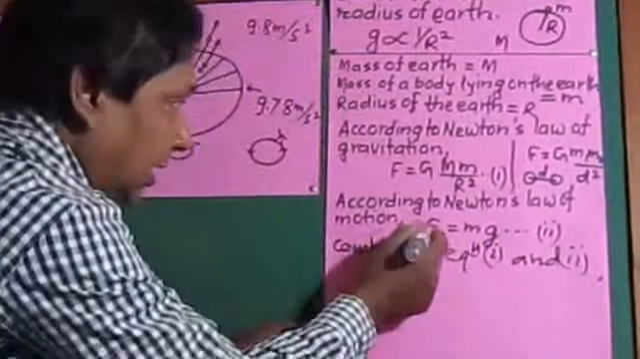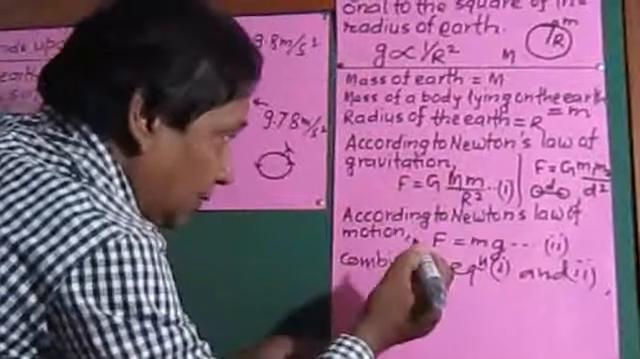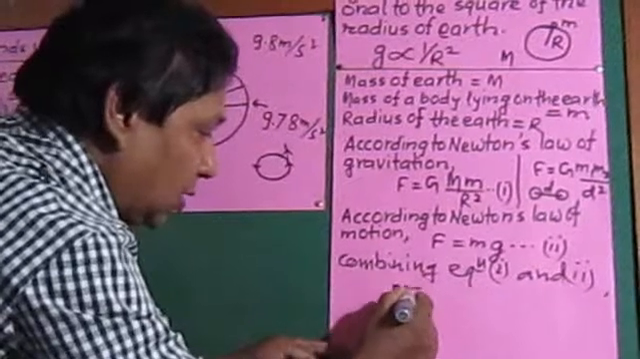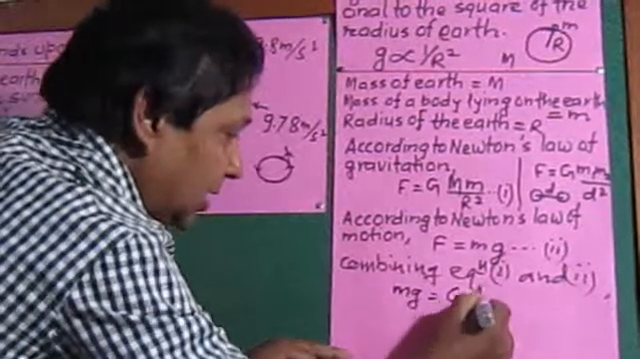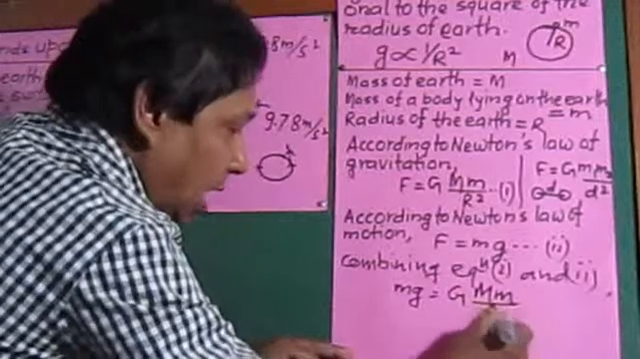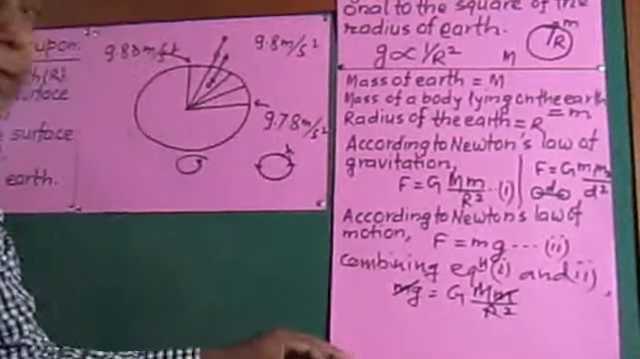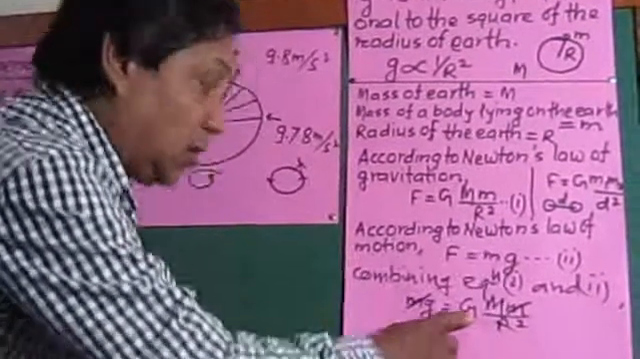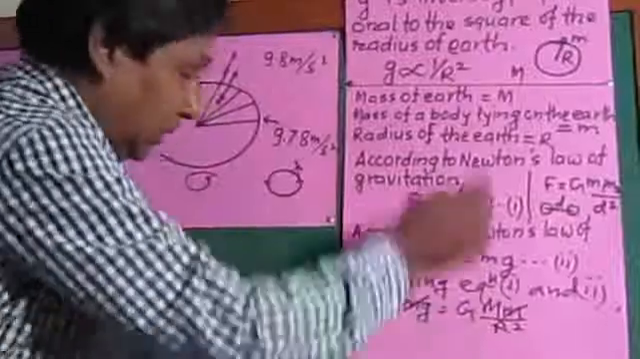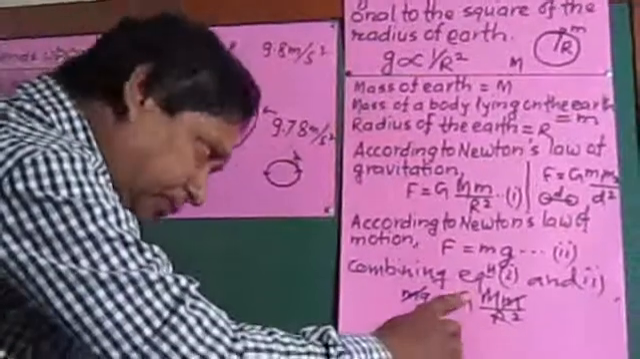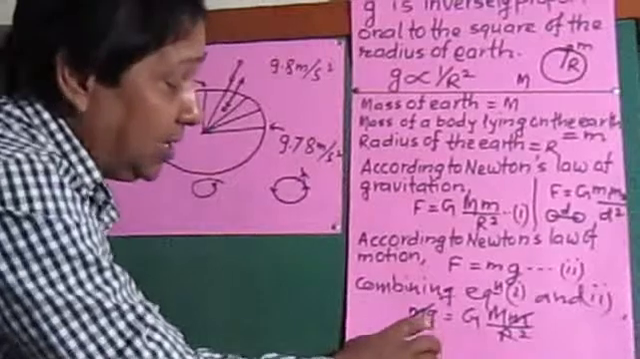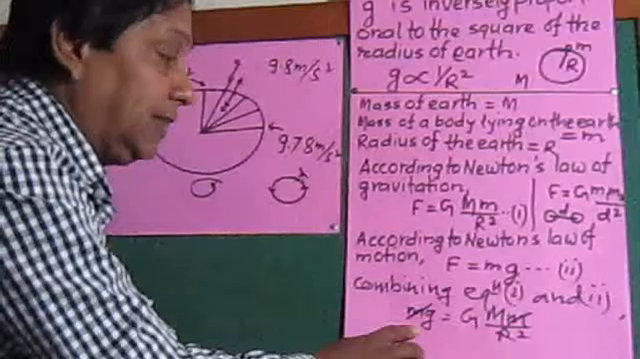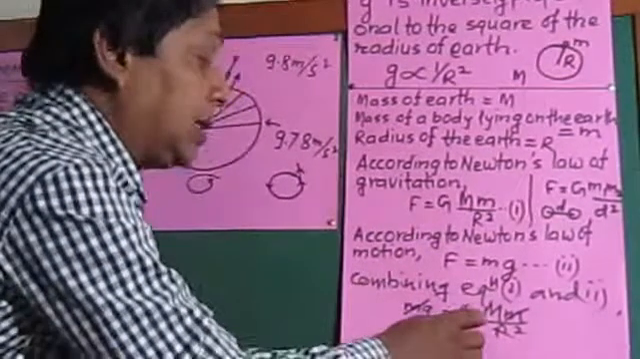We get F equals G M m by R square. F equals mg. It means mg equals capital G, capital M, small m by R square. Here m cancels on both sides. Now the remaining equation says that acceleration due to gravity depends upon capital G. It also depends upon capital M. It also depends upon the radius of the earth. But we know that capital G is a constant, so it doesn't make any difference to small g. In the same way, the mass of the earth is also a constant.